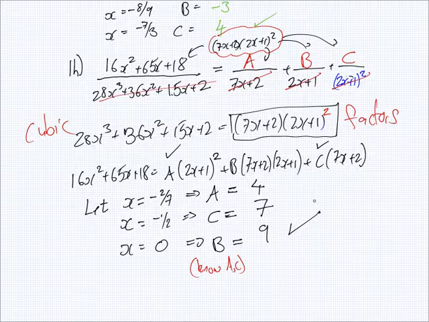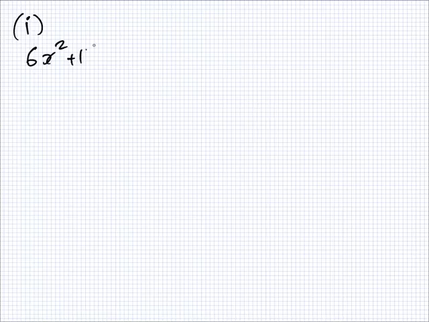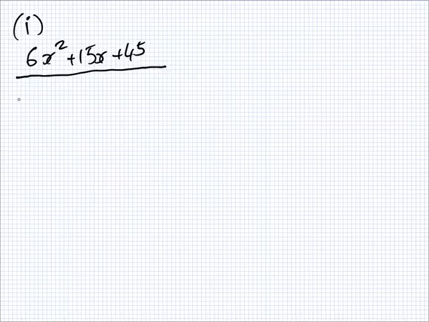All okay? Okay, I'm going to do I now, or get started anyways. Can I scroll down? So I, you have 6x squared plus 15x plus 45 all over minus 3x cubed minus 13x squared minus 28x minus 8.